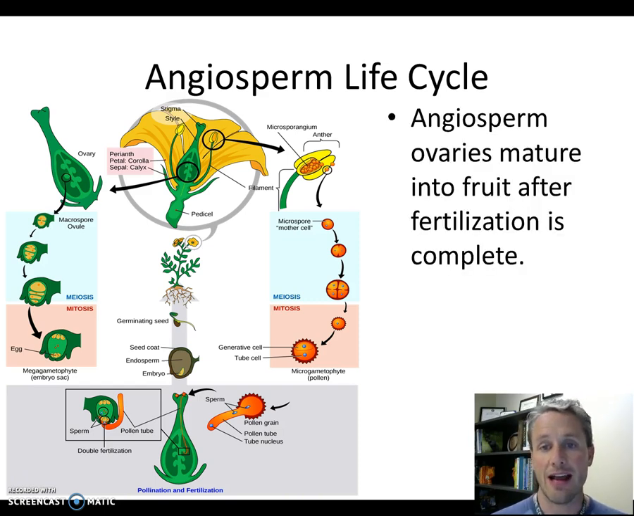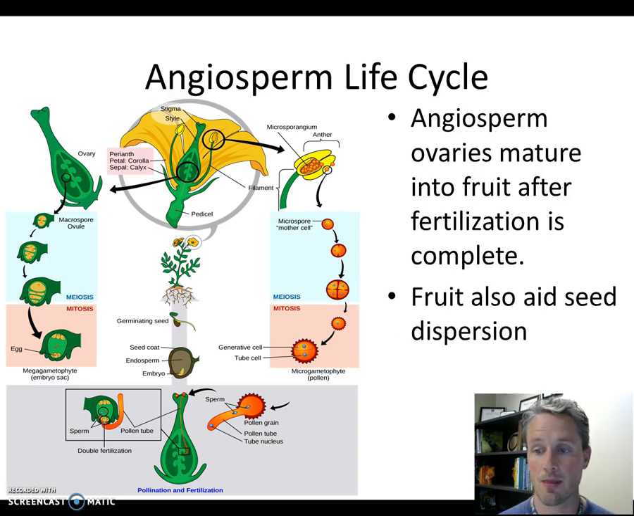The last thing I want to say about angiosperms is that their ovaries, where the eggs are fertilized, go through one additional step. They develop into fruit after fertilization is complete. So the ovary here will develop into a fruit that will hold the seeds, and that provides some advantages we'll speak about later. That advantage is mostly in seed dispersion.